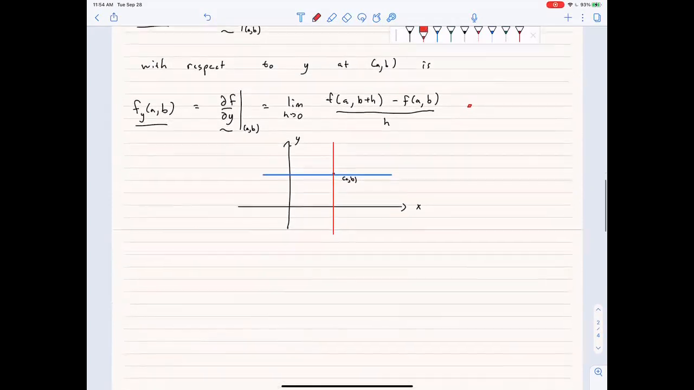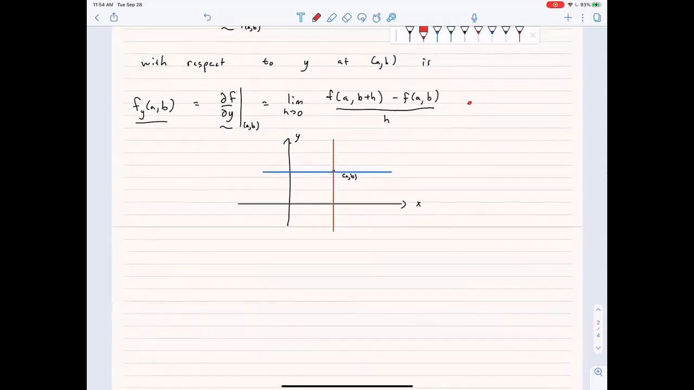So now, I want to make a note. That's the definition of these guys. So let's make a note. Partial derivatives, and this follows from this definition in a sense, are as easy to compute and work with as one variable derivatives.